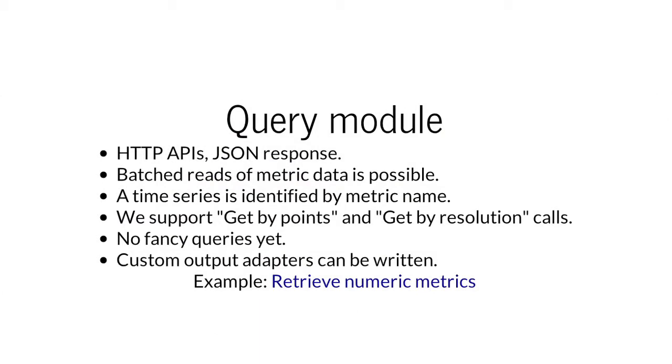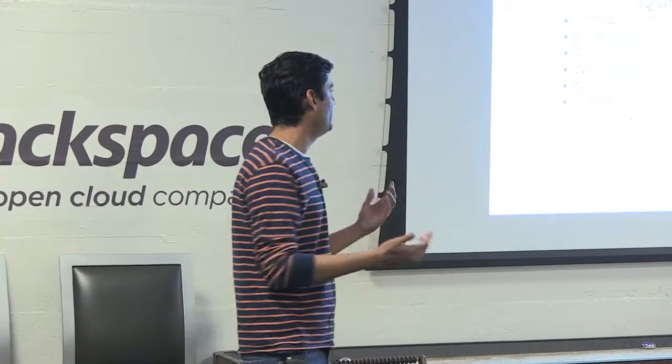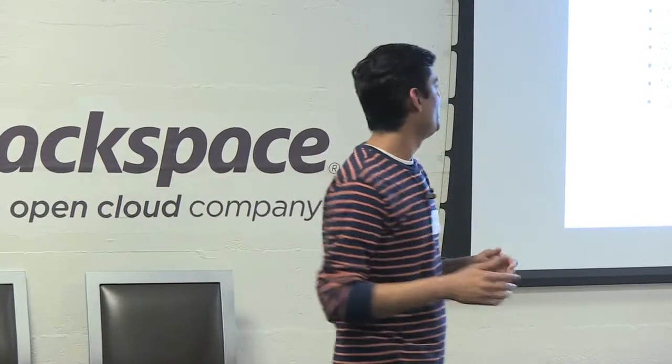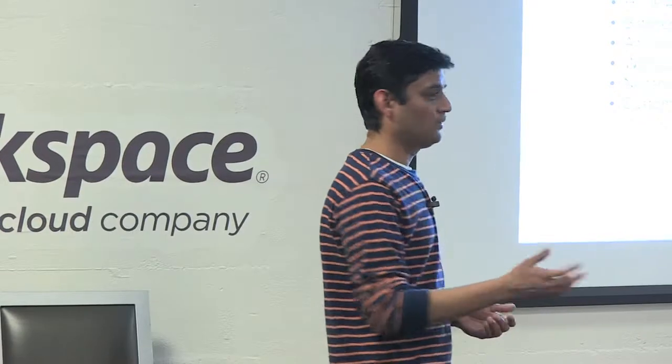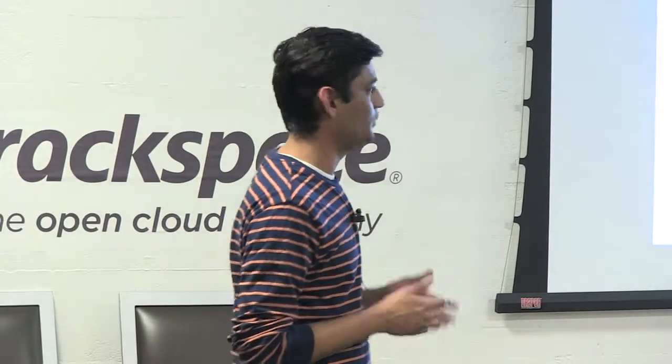For the query module, you hit the HTTP API either with a GET, if you want to get a time series for a single metric, or you hit with a POST with a list of metrics. We support both batched reads and single reads. And today you can identify a time series just by a metric name. You don't have secondary indexes for referring to your metrics. And we support just two types of calls. One is get by points, and the other one is get by resolution.